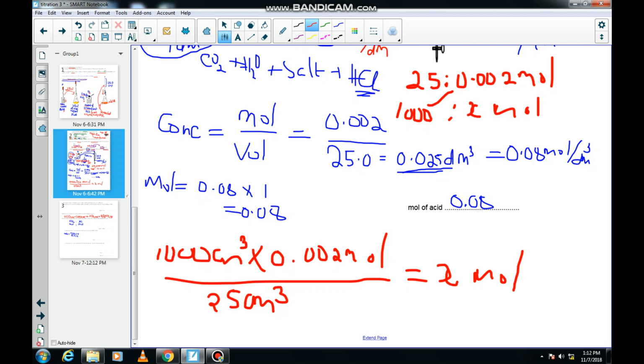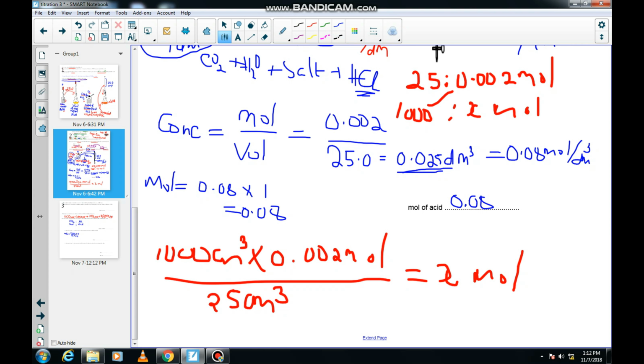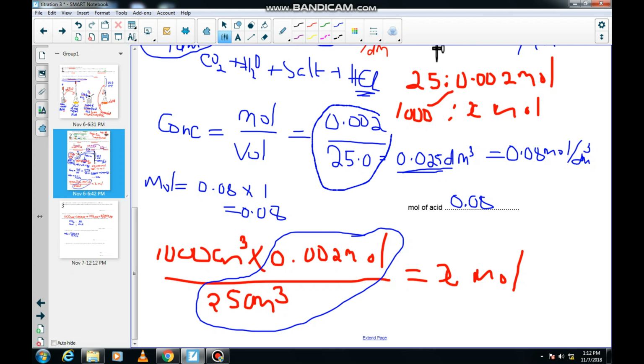I want to spend a little bit of time here and explain something to you in relation to the calculation that we did earlier on. I want you to note the 0.002 here divided by 25 cubic centimeters. This is the same as the 0.002 here divided by the 25 cubic centimeters. This is where we say the concentration of the solution in the burette.